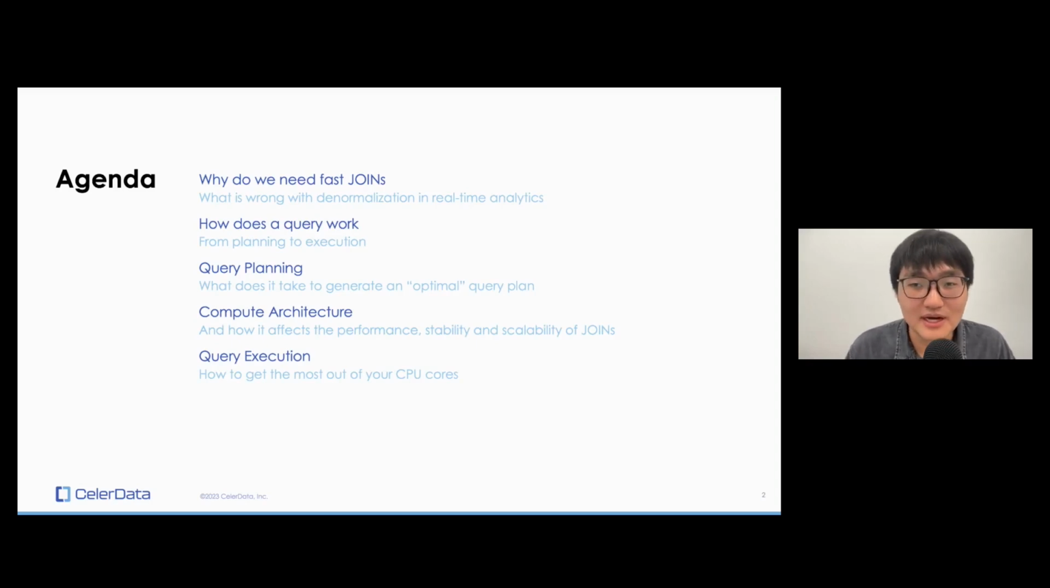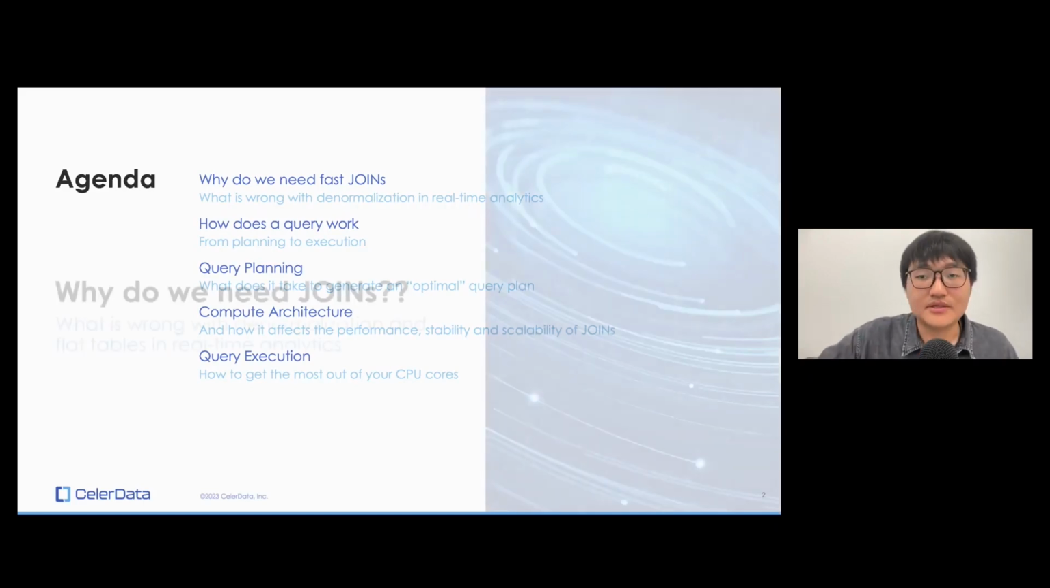So first, we're going to talk about how a query works, right? From query planning to query execution. And then we're going to talk about query planning and what it takes to generate an optimal or a good query plan. And then we'll talk about the compute architecture and how different compute architectures can affect the performance, stability, and scalability of join operations, right? And then we'll touch a little bit on query execution, right? Why OLAP databases now run so fast in general. Okay, so let's get started.